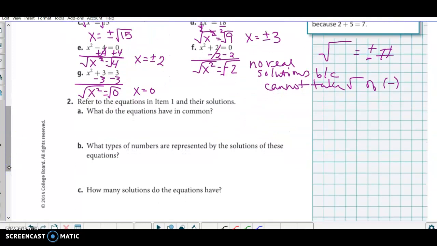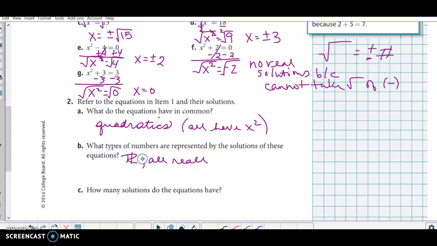When we look at these, what do they all have in common? Well, they were all quadratics, because they all have x squared. What type of numbers are represented in these solutions? Well, it's going to be a positive and a negative counterpart. So these are called all real numbers.